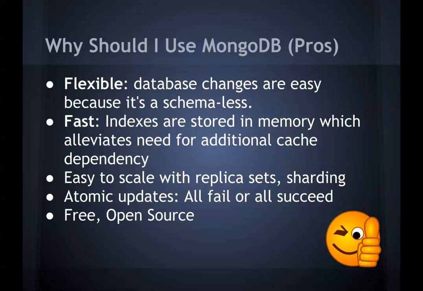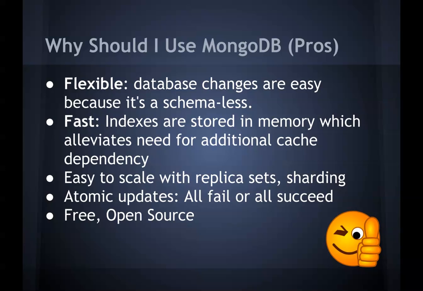It's fast. Indexes are stored in memory, which, like I said, alleviates the need for an additional cache since it's memory mapped. It's easy to scale with replica sets and sharding. There are a lot of people who use MongoDB that add additional replica sets during their peak load hours, and then turn those off at times where they don't see as much traffic, because you can read from secondary replica sets, which can help with performance.